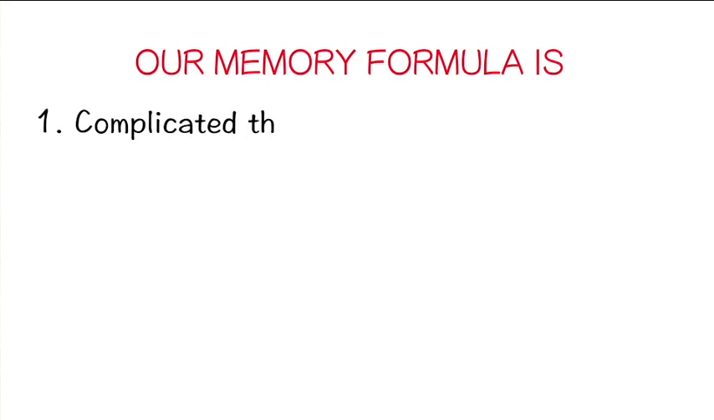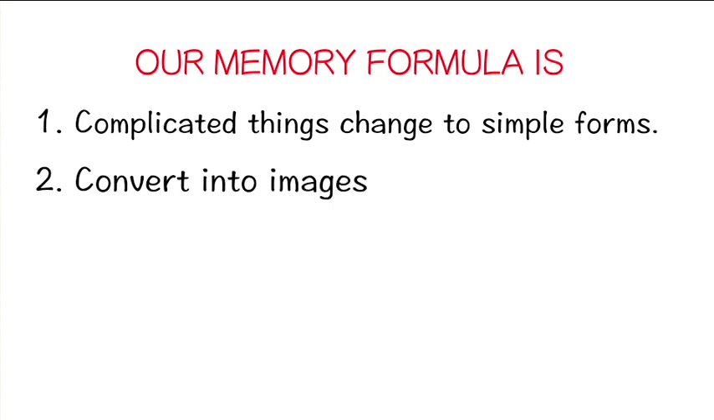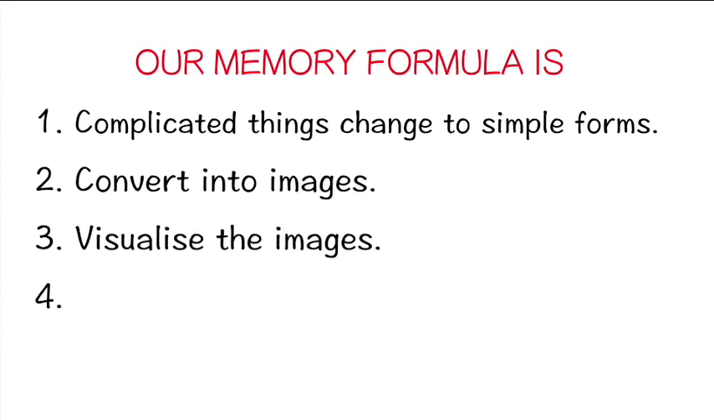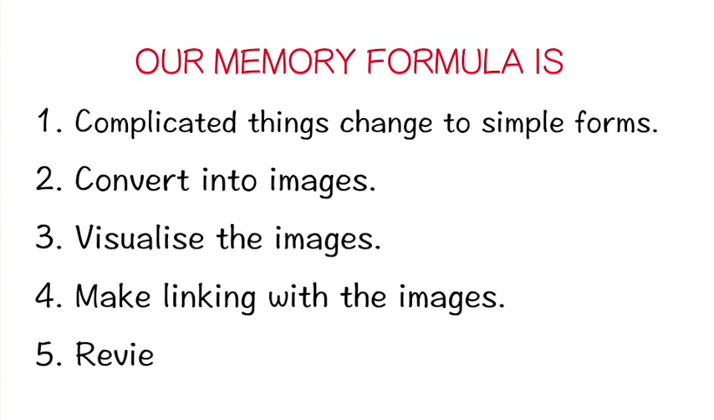Now let's see how to use the ingenious method to remember various formulae. For example, to remember this formula, 3CT plus 4DG is equal to 9RL. Our memory formula is, first, complicated things change to simple forms. Second, convert them into images. Third, visualize the images. Fourth, make linking with the images. Fifth, review. Now let us see how to convert this formula into pictures.